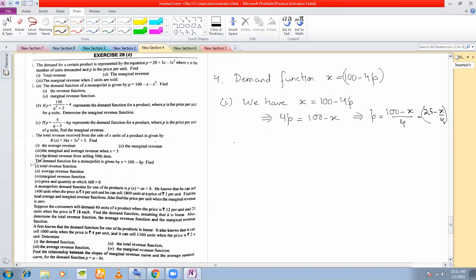Okay, so total revenue. Therefore, what is total revenue? Total revenue is price per unit into the output, right? What is the price per unit here? 25 minus X by 4, into X. So which is 25X minus X square by 4. So that is your total revenue. Fine.